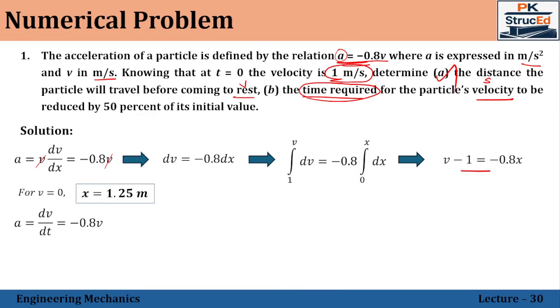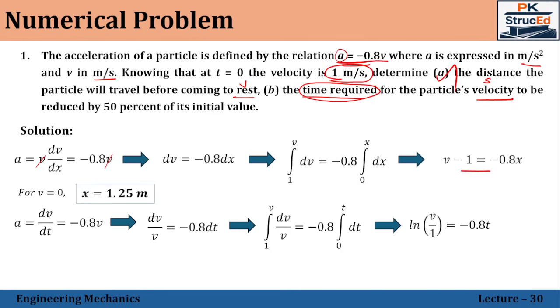Okay, so a is equal to dv by dt, which will be equal to minus 0.8 v, and we can bring the v on one side and t on the other side. So we'll have dv by v will be equal to minus 0.8 dt. Integrating on both the sides with the limits 1 to v and 0 to t, we will have ln v by 1. Substituting the limits, we will have ln v minus ln 1, or otherwise ln v by 1, which will be equal to minus 0.8 t.